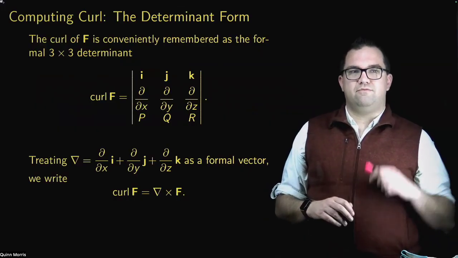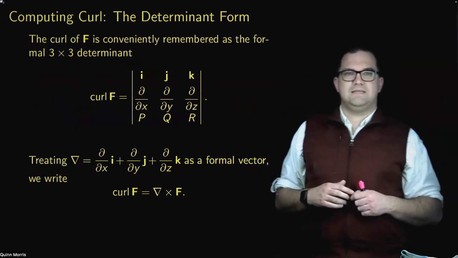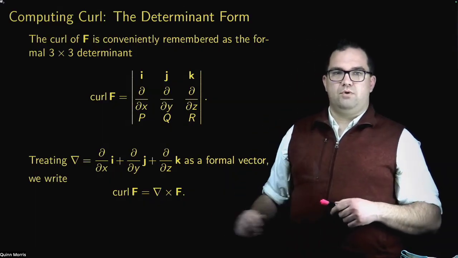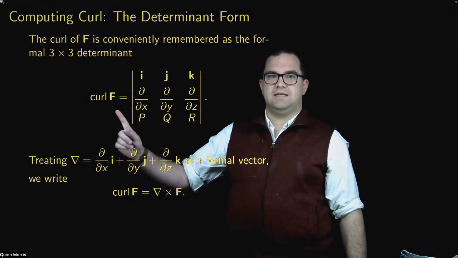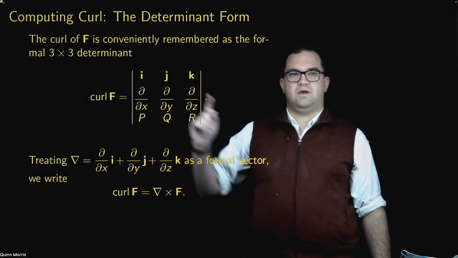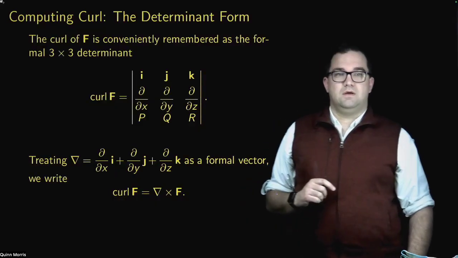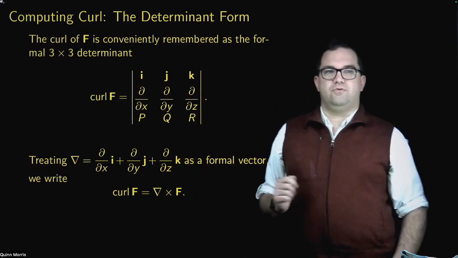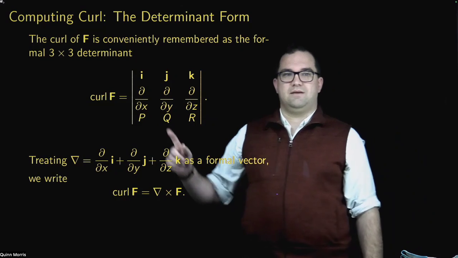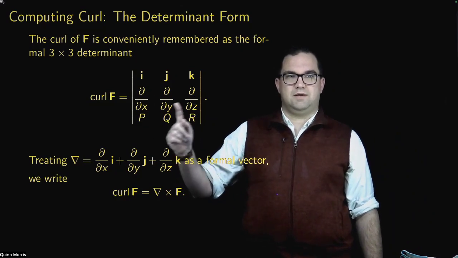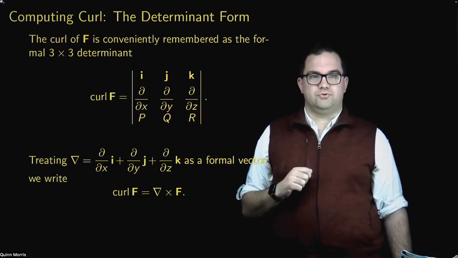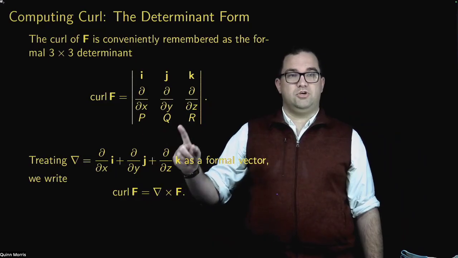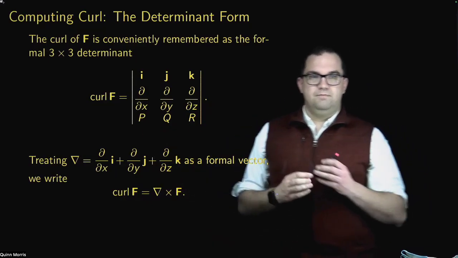The curl of F is more conveniently remembered as this 3 by 3 determinant. One way to think of it is that the first row is the vectors i, j, and k, the standard basis vectors. The second row are all operators: take a partial derivative with respect to x, with respect to y, and with respect to z. And then the third row are just the components of my vector field P, Q, and R.